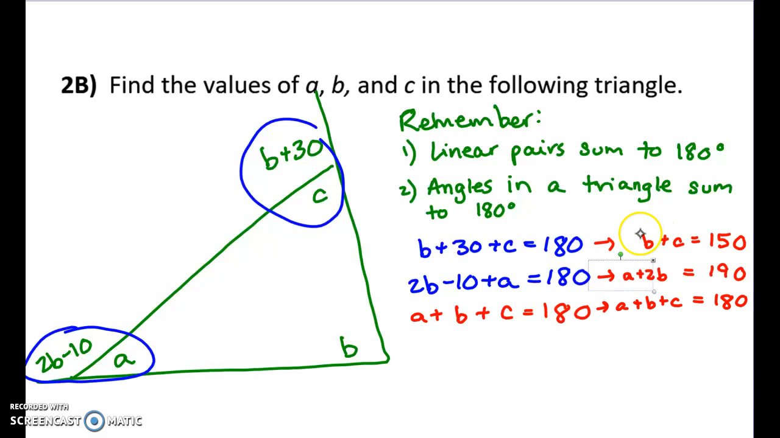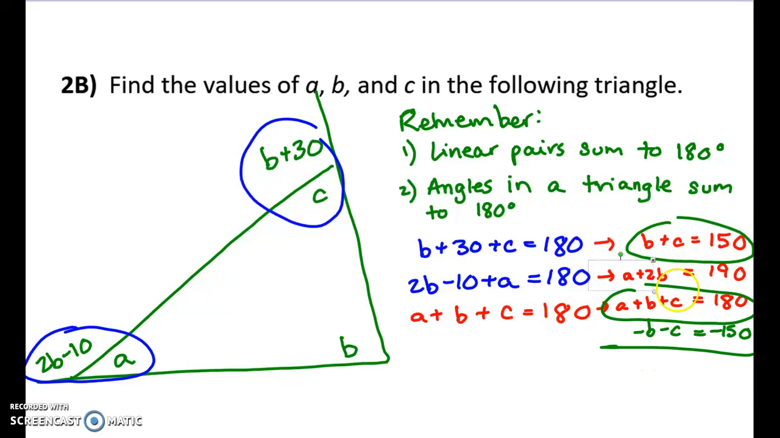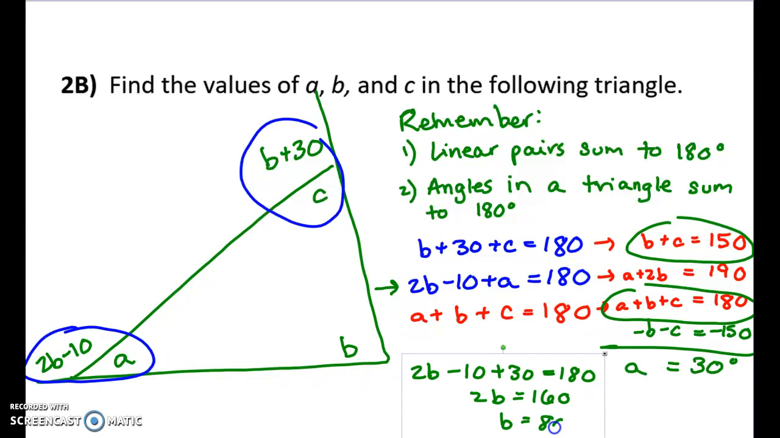Now, if you look, my first equation, this guy right here, and my last equation, if I were to subtract the first from the second, minus B minus C is equal to minus 150, what's going to happen is the B's and C's are going to cancel, leaving just A equals 30 degrees. We like that. That's really nice. Well, this second equation here has a B and an A, so I can plug A in for that equation really easily. So 2B minus 10 plus 30 equals 180, or 2B equals 160. So B itself must be 80 degrees.